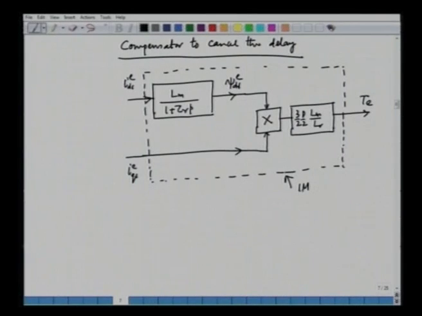Now, how do you add a compensator? We can add a compensator in the following fashion. So, we can add a compensator here, and the compensator will have 1 plus tau r p by Lm, and this is my psi dr reference. So, this shown in blue color is the compensator, and the compensator is so designed that it can cancel the delay generated by the machine.